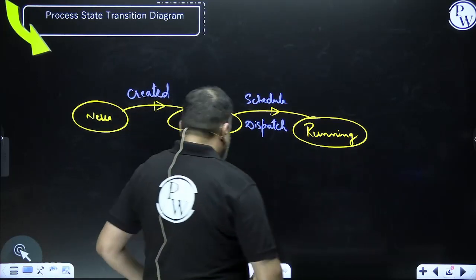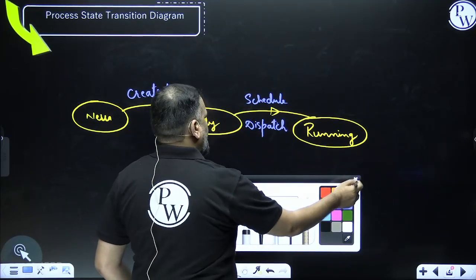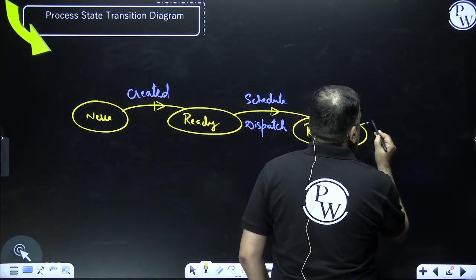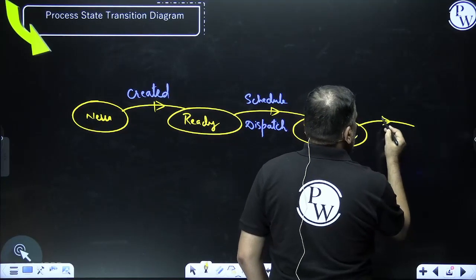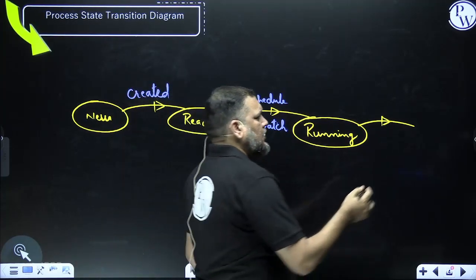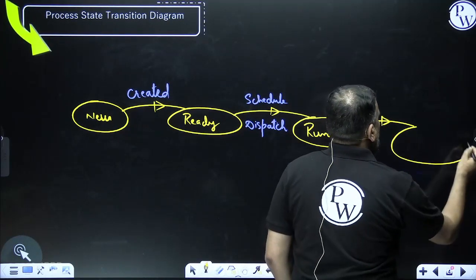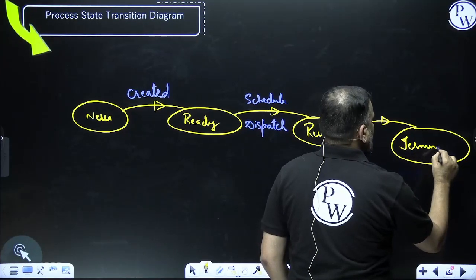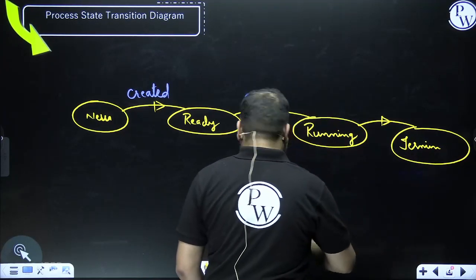Okay. Now what are the possible outcomes from the running state? So maybe in some cases the running process may terminate, may complete all its instructions. It might have finished its execution. So therefore it is making a transition to a terminate state.